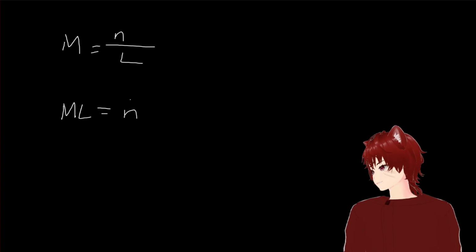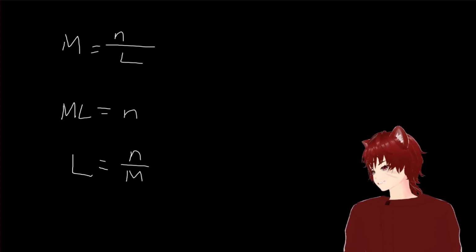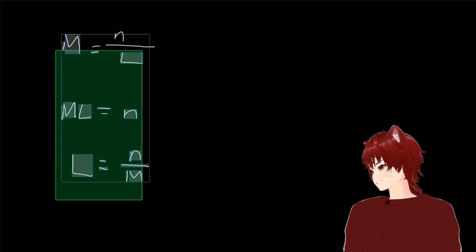You can get number of moles by multiplying these two, or you can get the number of liters by taking the number of moles and dividing it by molarity. So as long as you have two of them, you can always find the other one.